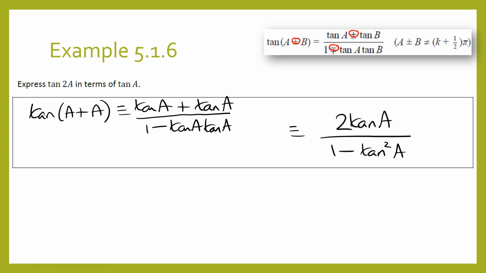The only difference I'd do if I was doing this in an exam, I'd start by writing out the formula first, which is given to you in the formula book. That's this up here. You don't need to write out the bit at the end. I'd have written that out first and then replaced all the B's with A's. Okay, that's how we derive tan of 2A.